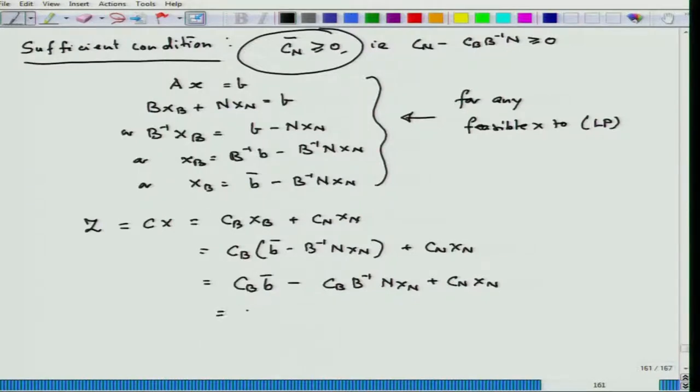But C_B B inverse b is the objective value, which I call Z_B. So, Z_B is the objective value, or not optimal value, I am making a mistake in my speech, objective value when the basis matrix is B, which is the case.